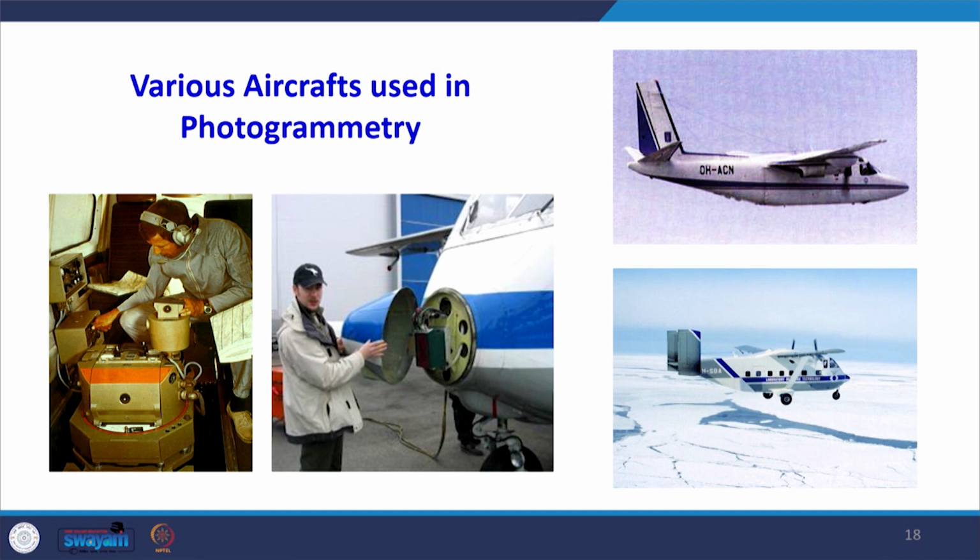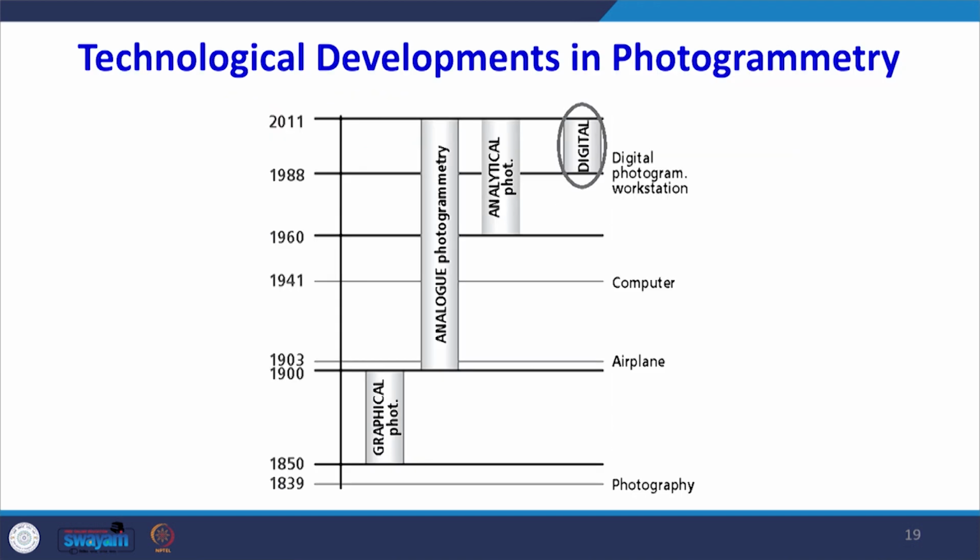In the meantime, when this photogrammetry was used in war and then later on for civilian purpose, various kinds of aircraft were developed. Many companies, many organizations came forward to develop the aerial platforms, aircraft, because we need specialized aircraft for this purpose, not the normal one, and we need a specialized person. As you can see, there is an operator, a specialized operator who can operate the camera which is mounted in the aircraft. So a lot of companies came forward.